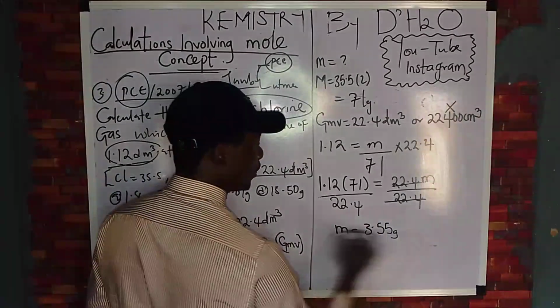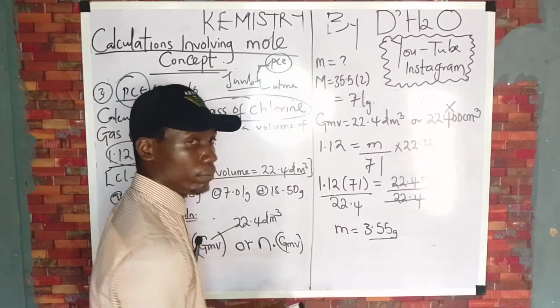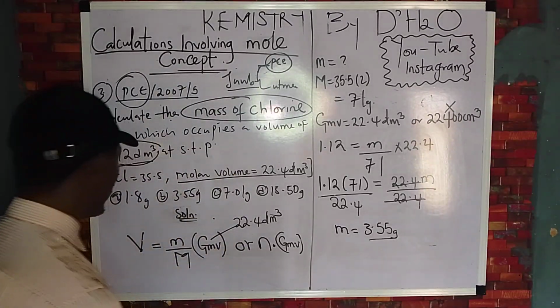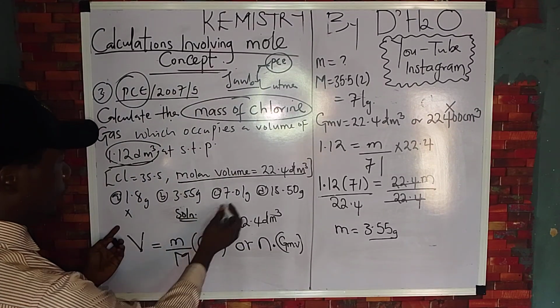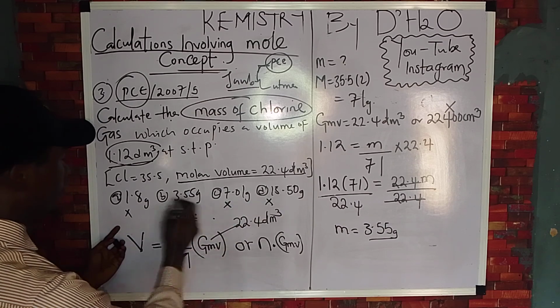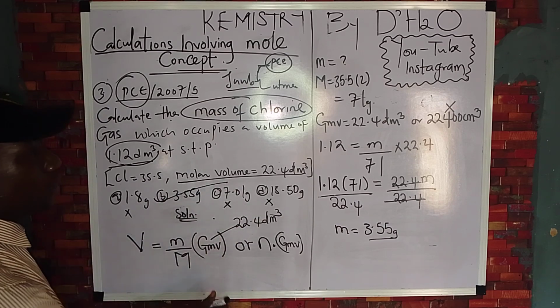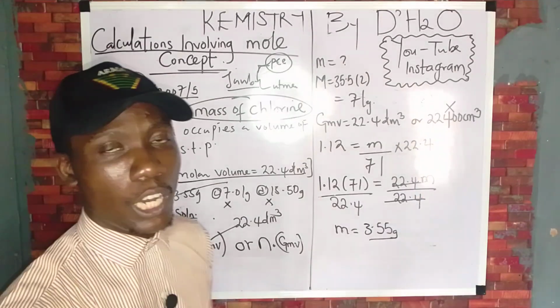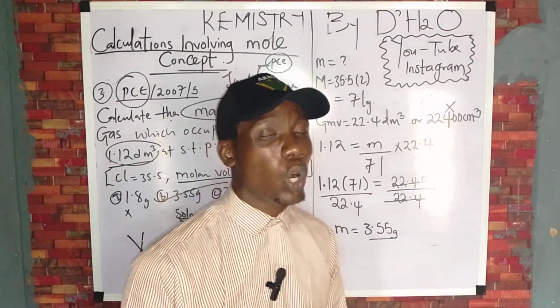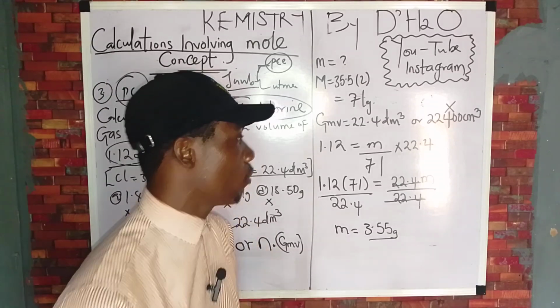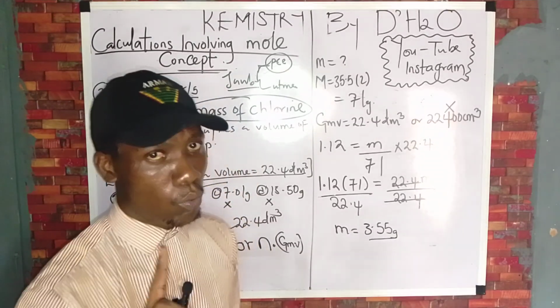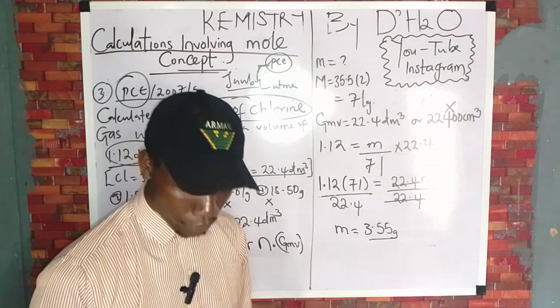3.55 grams. So the mass of chlorine that is deposited is not A. If you check C, it's not C, it's not D. Your answer is B. So be careful. Please watch our previous video on mole concept. I dropped all the formulas necessary to solve problems in mole concept. We have one more question to go for this class.